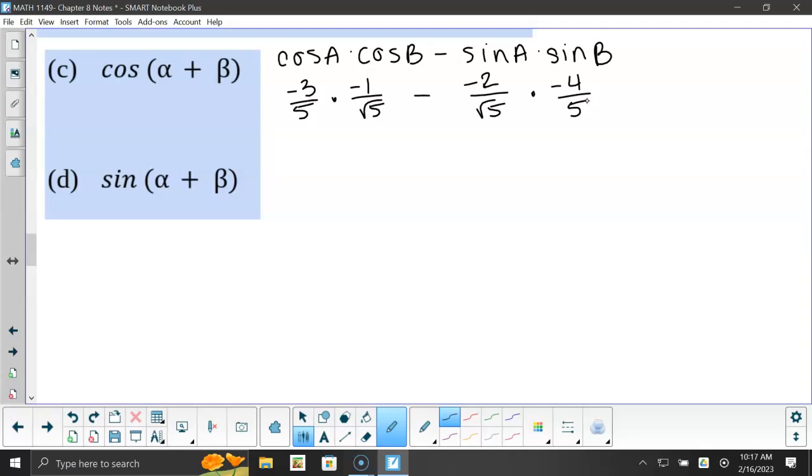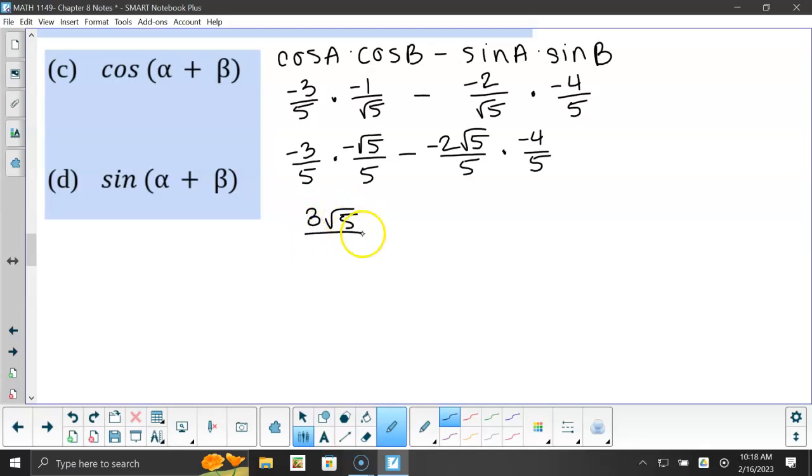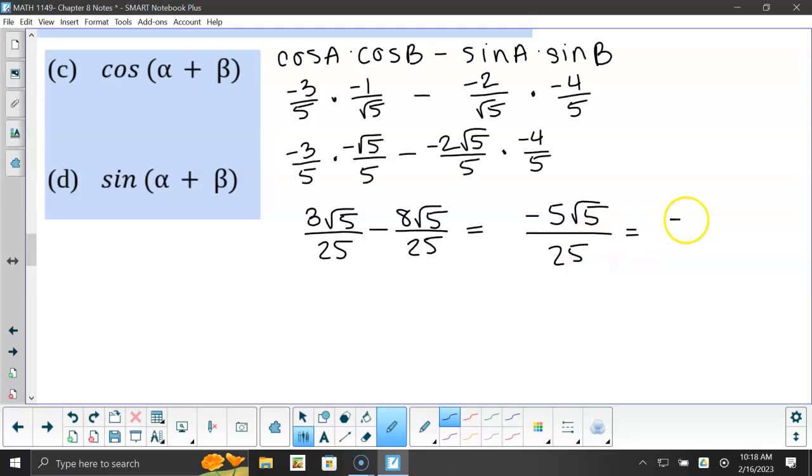All right, so I personally like rationalizing before I multiply. So it'll be negative 3 over 5 times negative root 5 over 5 minus 2 5 over 5. Put my negative times negative 4/5. 3 root 5 over 25 minus 8 root 5 over 25. Negative 5 root 5 over 25. All of the reducing.